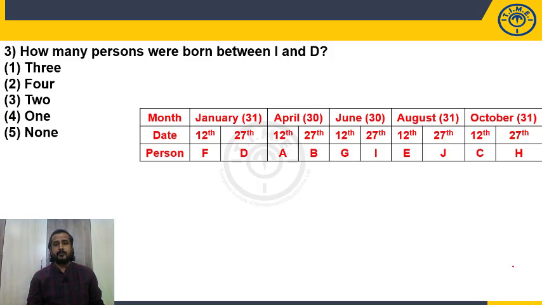How many persons were born between I and D? I is here, D is here. 1, 2, 3. So 3. So answer is 3, but the choice is 1. So choice 1.